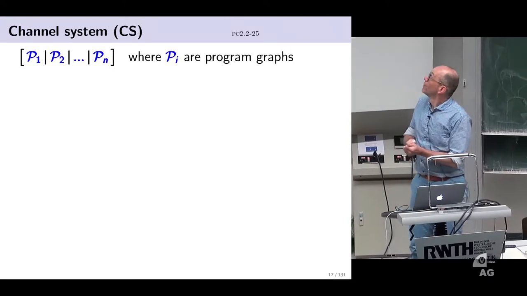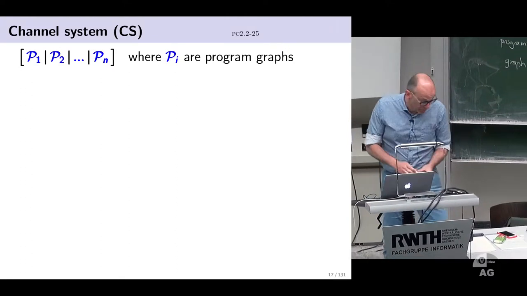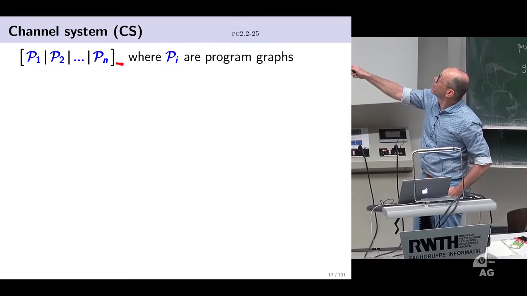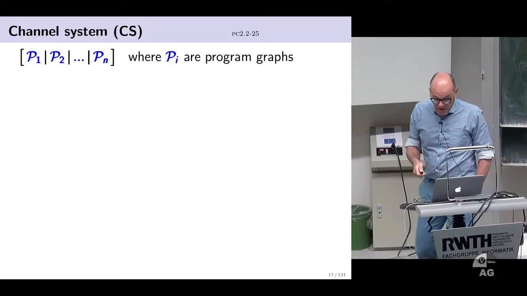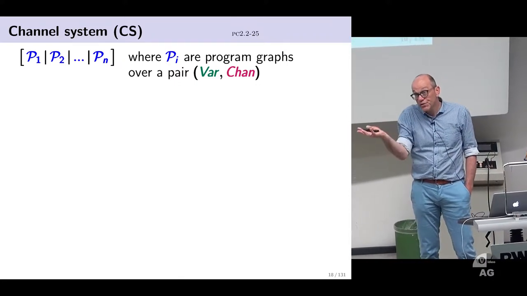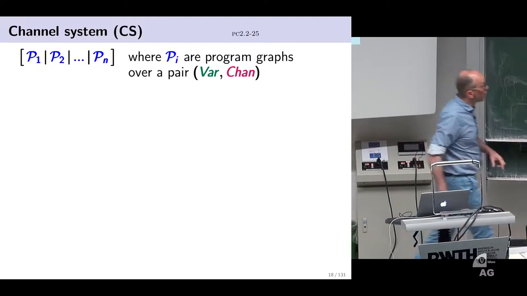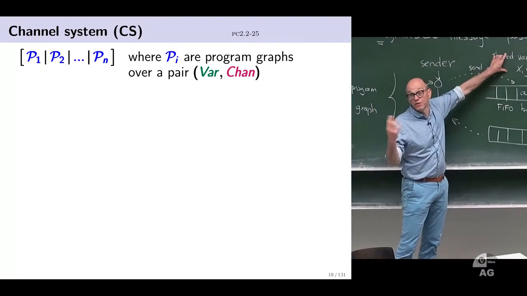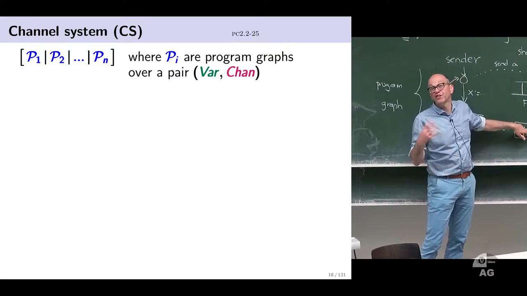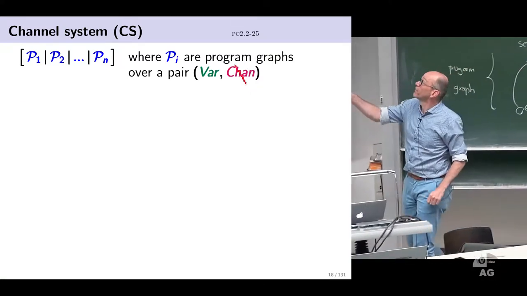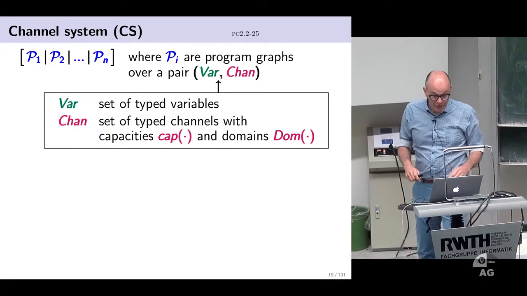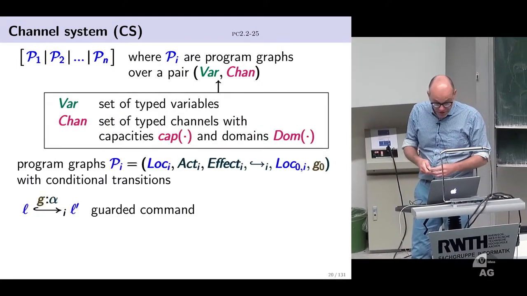So, formally, a channel system is a finite set of program graphs, P1 to Pn, and I'm using this notation. And they are defined over a set of shared variables. So I'm going to define what are the variables that these graphs apply to, and I have to indicate which channels are there, and that's the set Chan. So Var is a set of typed variables, and Chan are those typed channels.